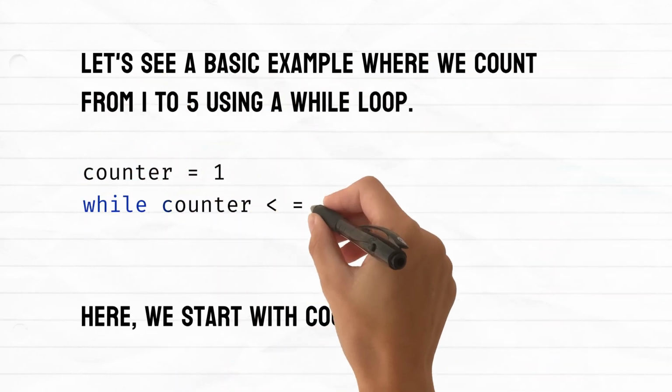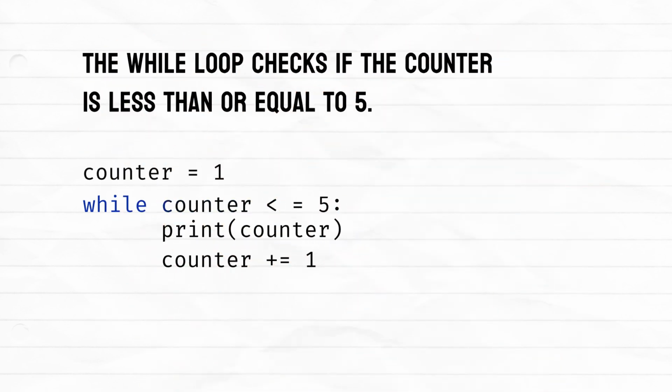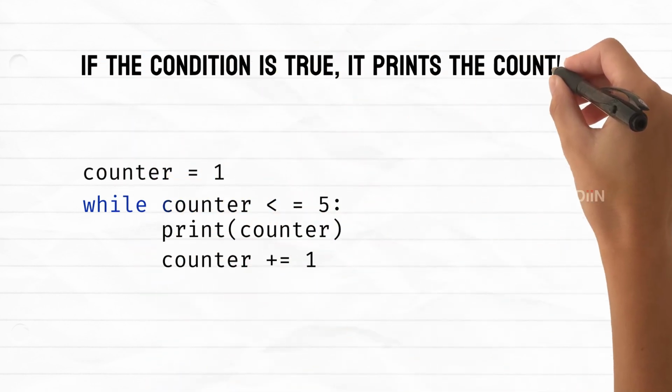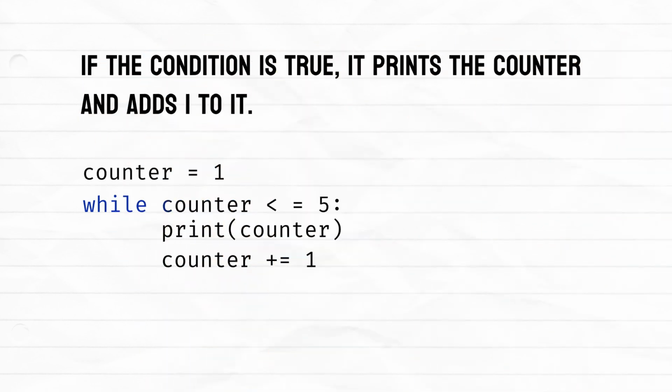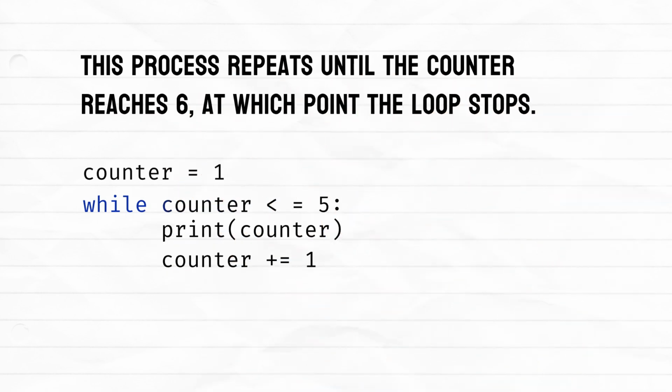Here we start with counter equals 1. The while loop checks if the counter is less than or equal to 5. If the condition is true, it prints the counter and adds 1 to it. This process repeats until the counter reaches 6, at which point the loop stops.